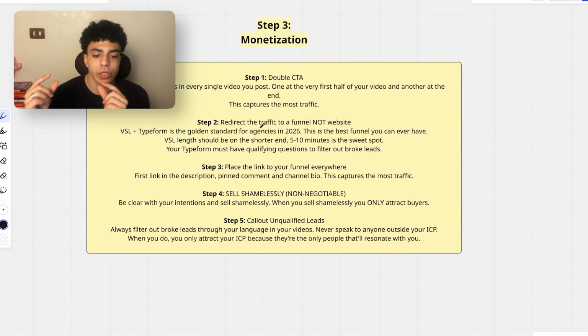Now, step 3 is to actually place your link. Step 3 is now to place your funnel link everywhere. First link in description, pinned comment, and channel bio. This captures the most traffic. And also for the other platforms like X, LinkedIn, Instagram, whatever, you need to place the link to one of your videos, like your best video, you need to place it on there.